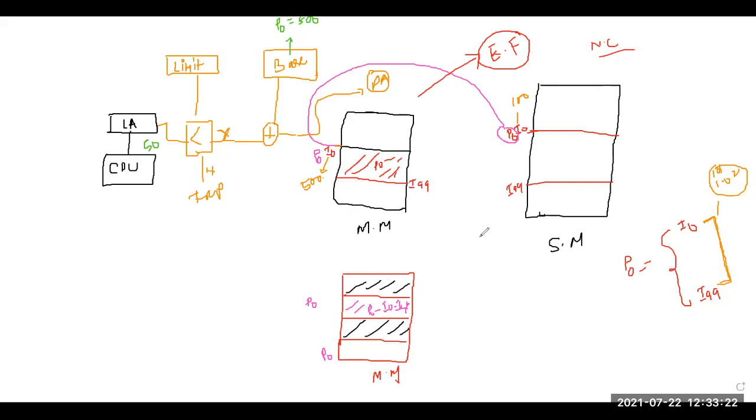So what will I do? I will store half of the P0 instructions here, and the next instructions, from 50 up to 99, are stored here. Now this is your non-continuous allocation. This is my continuous, and this is your non-continuous.